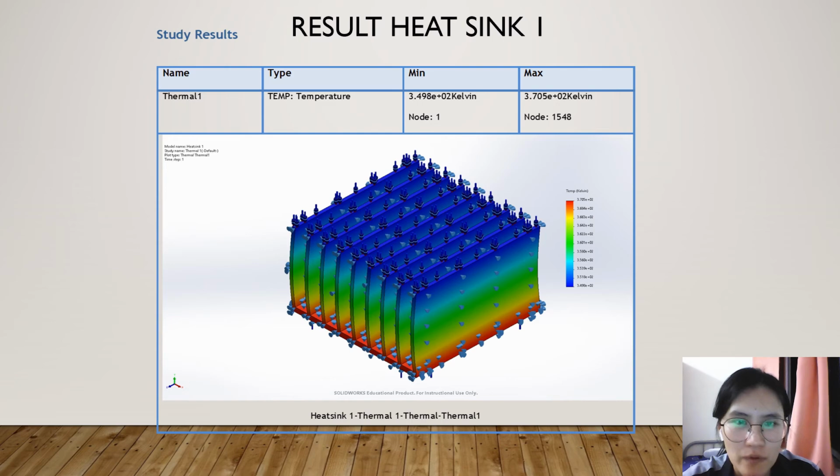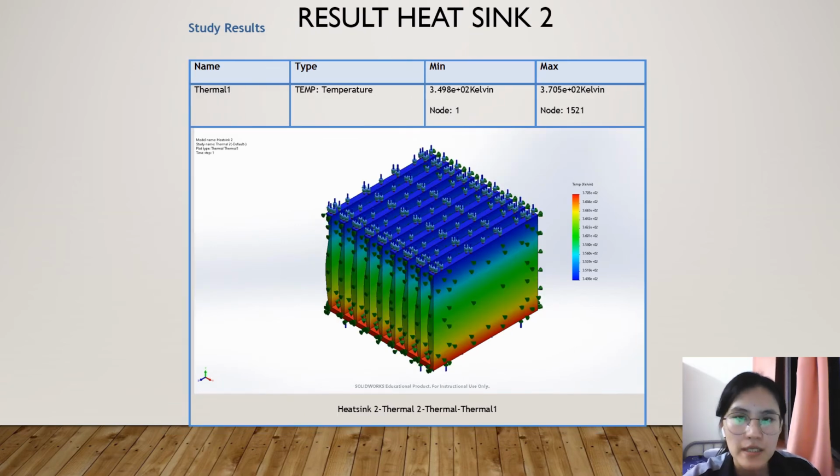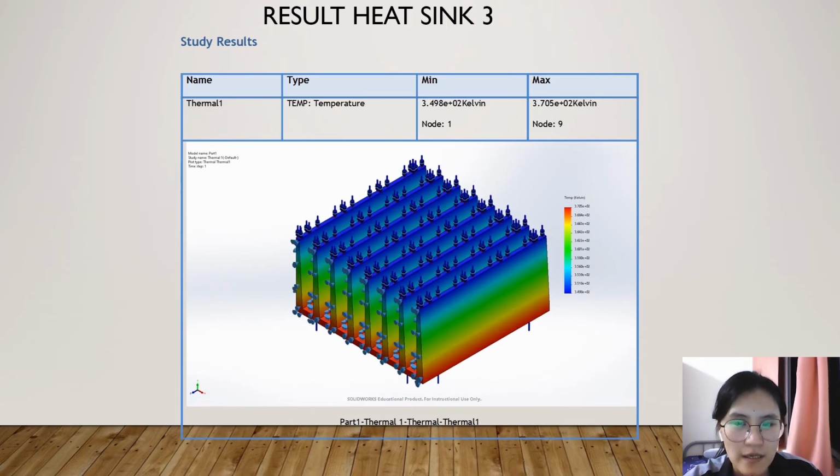The next one is the result for heatsink 1. The minimum temperature for this heatsink 1 is 3.498 Kelvin, and the max is 3.705 Kelvin with the node 1548. And then for the result for heatsink 2, the minimum temperature is 3.498 exponent -02 Kelvin with a node of 1, and then the maximum temperature is 3.705 exponent -02 Kelvin. And then for the result for heatsink 3, the minimum temperature is 3.498 exponent -02 Kelvin, and then the maximum is 3.705 with the node of 9.